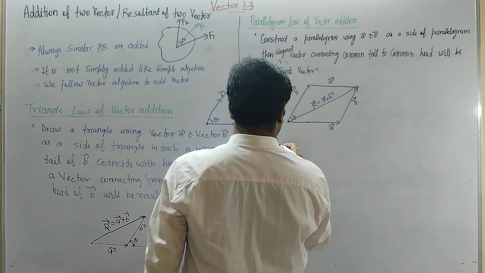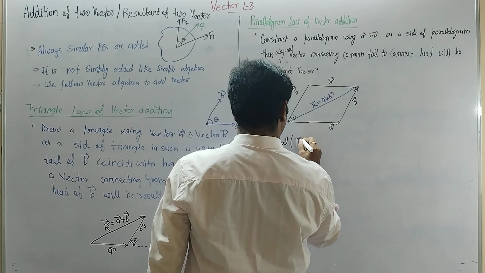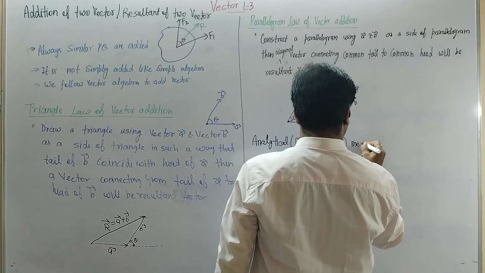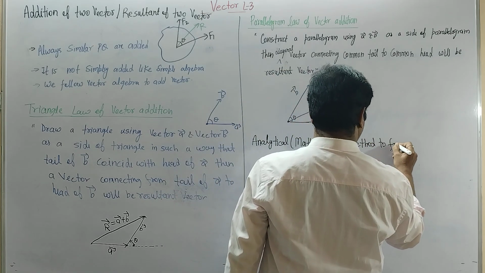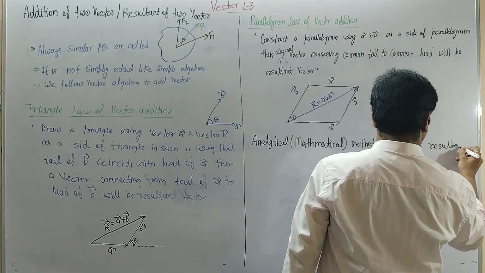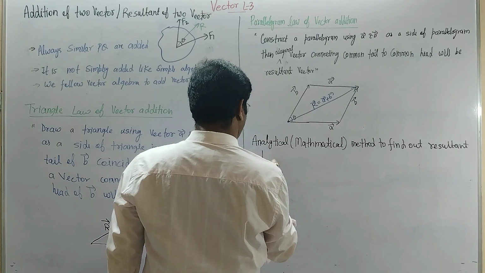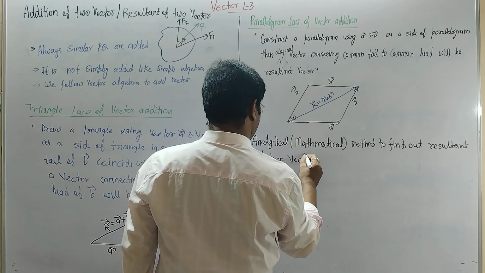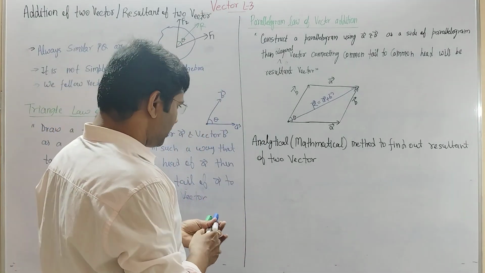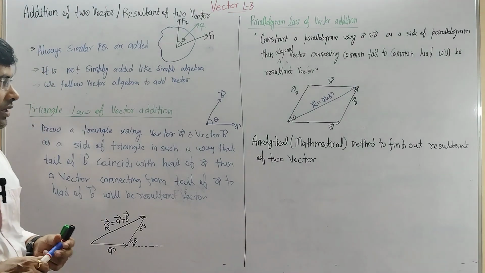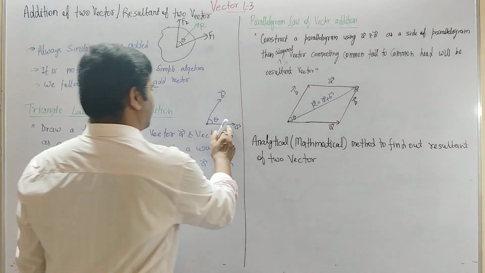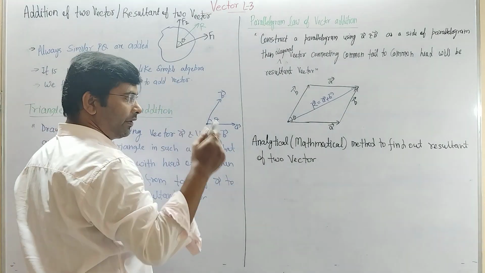Next one, the analytical method, also known as the mathematical method, to find out the resultant of two vectors. Here I will use the triangle law to find the resultant of two vectors. We can use the parallelogram law also, but I'm better using only the triangle. So this is vectors A and B, and for this situation only I will find the resultant.